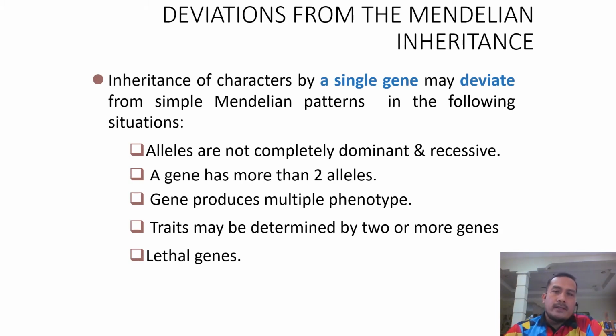Inheritance of a character by a single gene may deviate from the simple Mendelian pattern in the following situations. First, alleles are not completely dominant and recessive. Second, a gene has more than two alleles. Third, a gene produces multiple phenotypes. Fourth, a trait may be determined by two or more genes, which we call polygene. Fifth, lethal genes.